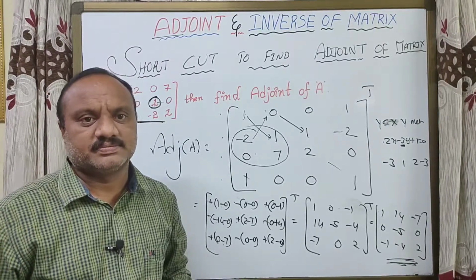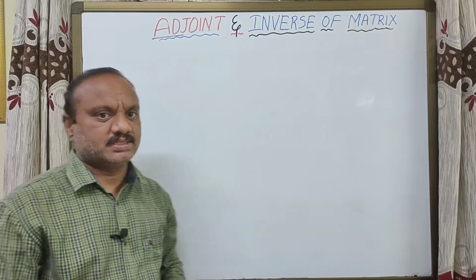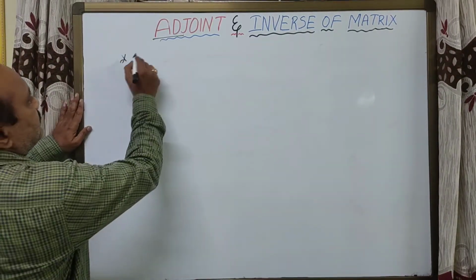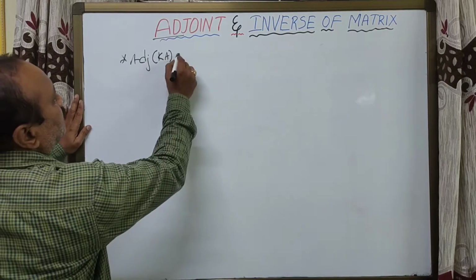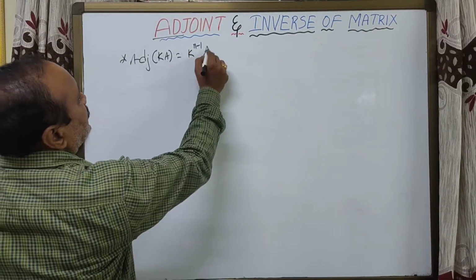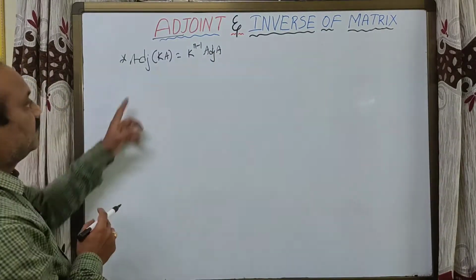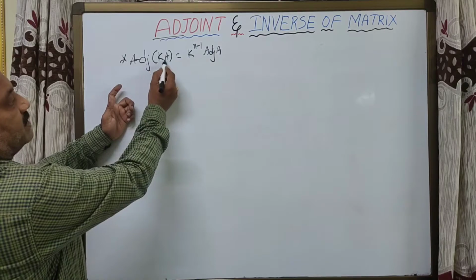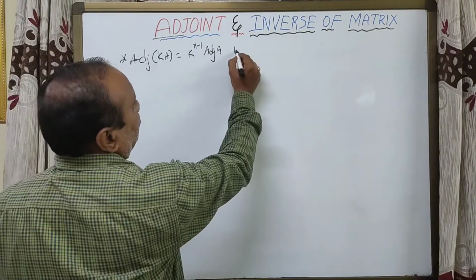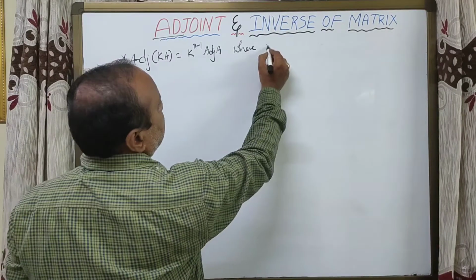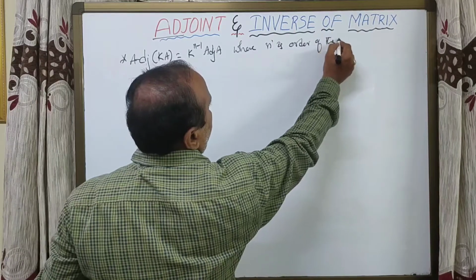Ok students? Now students, important properties on adjoint of the matrix. Adjoint of kA equal to k power n minus 1 into adjoint of A. This is very important formula. Adjoint of kA equal to k power n minus 1 into adjoint of A, where n is order of the matrix, students, order of the matrix A.